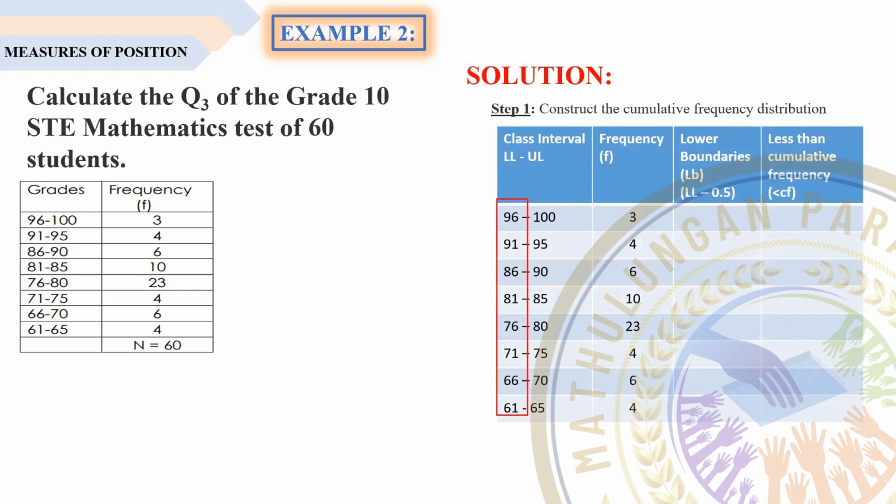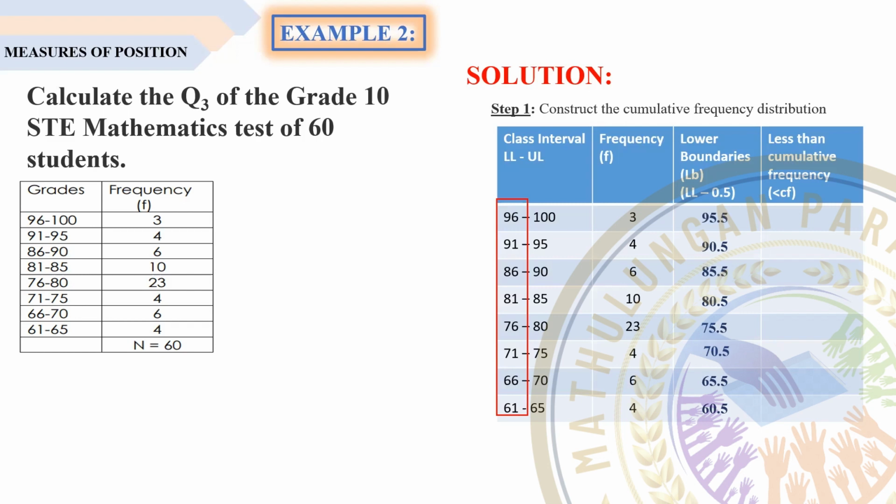So remember, ito yung ating lower limit natin. You just have to subtract 0.5 of it. So 61 minus 0.5, that is 60.5. 66 minus 0.5, that is 65.5. 71 minus 0.5, that is 70.5. 76 minus 0.5, that is 75.5, 81 minus 0.5, that is 80.5, 86 minus 0.5, that is 85.5, 91 minus 0.5, that is 90.5, and 96 minus 0.5, that is 95.5.